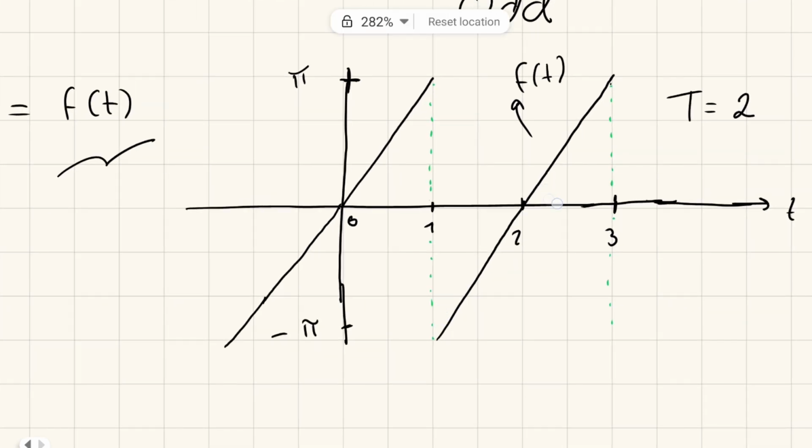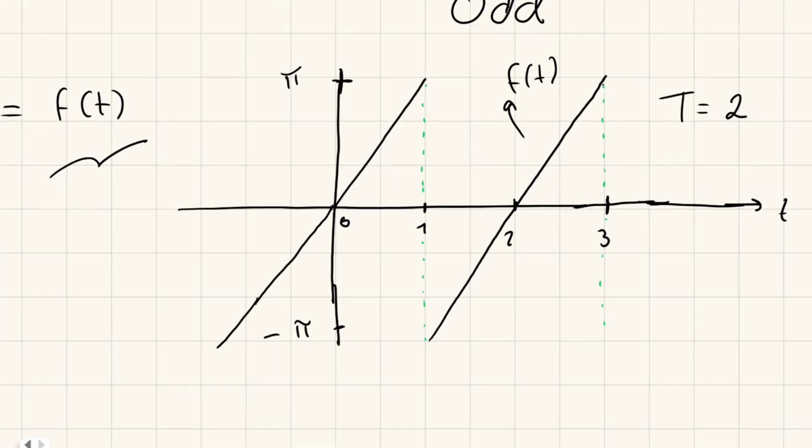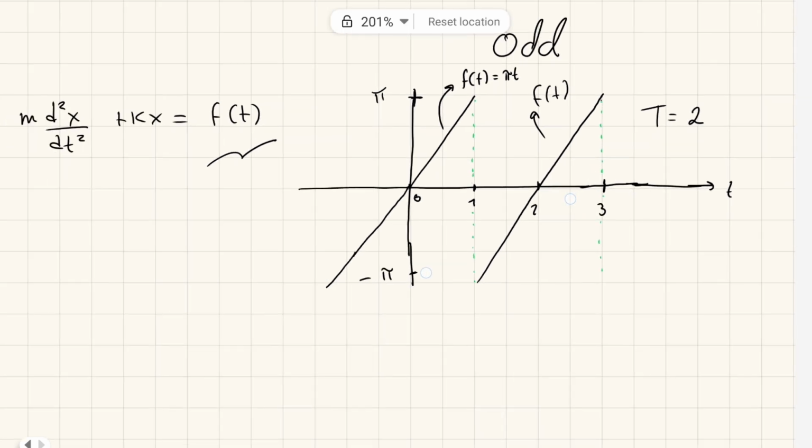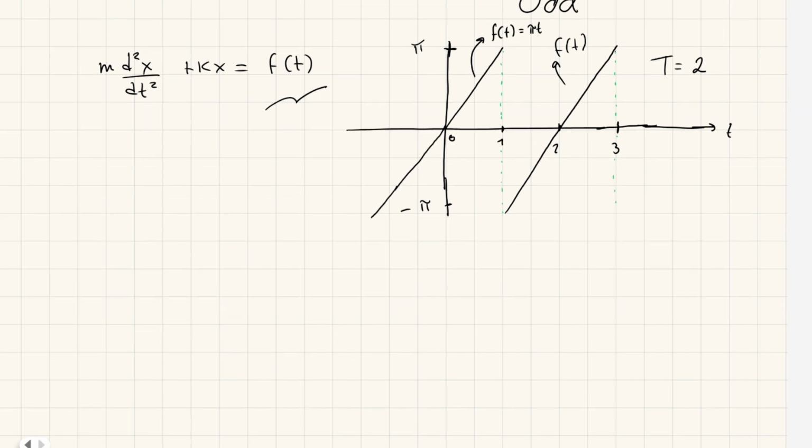Also, it is important to notice the structure of this function, for example, in the interval 0 to 1. It is easy to see that f of t has the form pi t. So it is just a straight line with slope equal to pi. Okay, perfect.